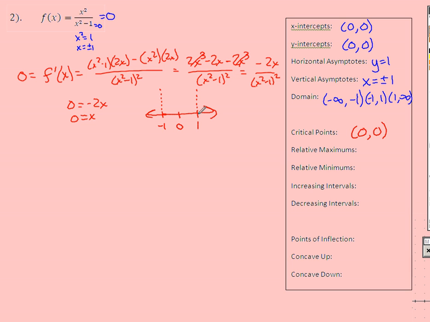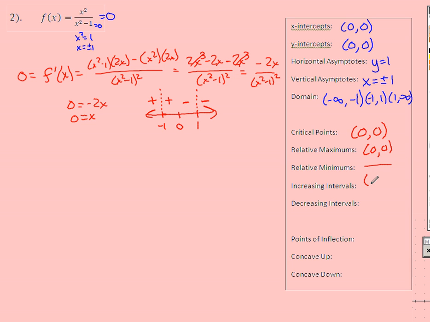So when I plug into my derivative function, which is right here, the denominator here is always positive. So if I plug in a negative number, well, I get negative times negative gives me positive. This is still negative. Negative times negative gives me positive. This is positive. So negative 2 times a positive number gives me a negative. So my max, when I go from positive to negative, where I go from increasing to decreasing, that happens at 0, 0. Minimums, where I go from negative to positive, never happens.